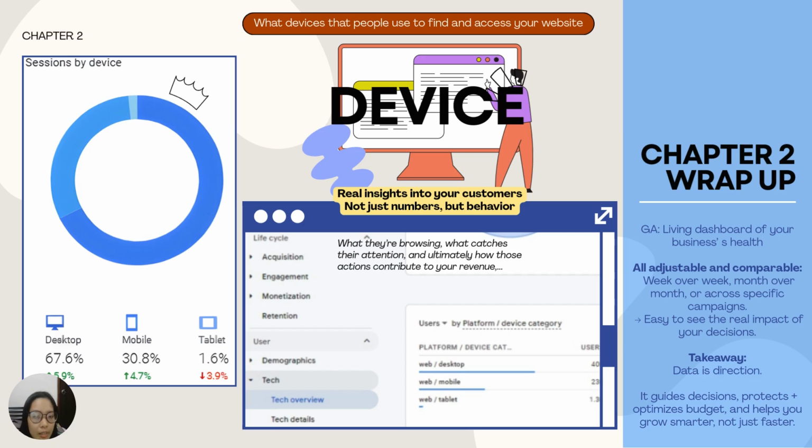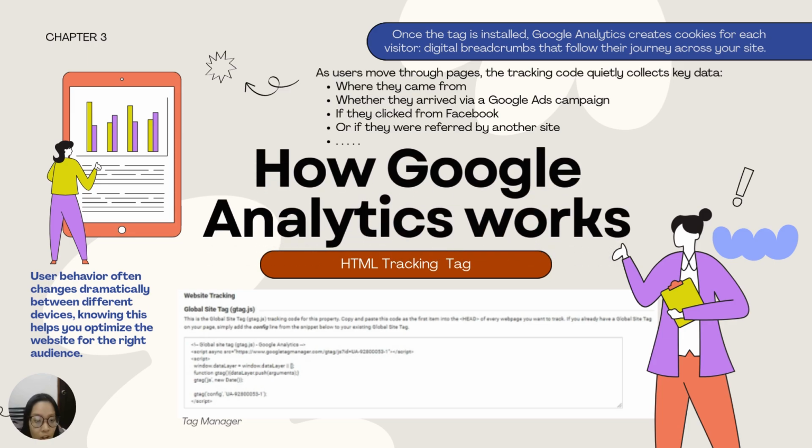We haven't even begun exploring the deeper features: custom reports, attribution models, or the many ways Google Analytics can help you pinpoint the problem and amplify what's already working. If there's one message I want you to take away from this chapter, it is: data is not just information, it's direction. It guides your decisions, protects your budget, and helps you grow smarter, not just faster. And as we go further, we'll unpack even more tools and techniques that you can use to turn analytics into actual business results.